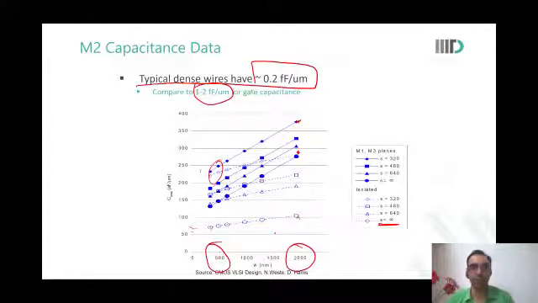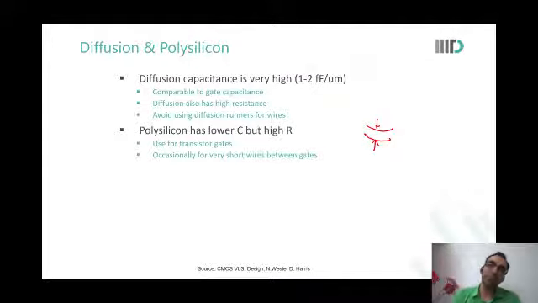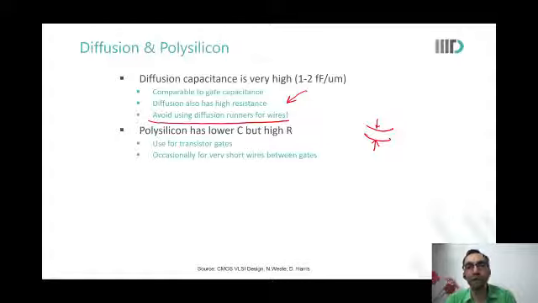First time I'm giving you some numbers so that you get a feel of what order we are talking about. Diffusion capacitance is actually comparable to gate capacitance, but diffusion is very resistive. So even if we have to make capacitances, we would not use diffusion as a medium. Even if I use diffusion, I will put lots of contacts and metal wires over it so that the resistance reduces. So avoid using diffusion runners for wires. What does this mean, sir?